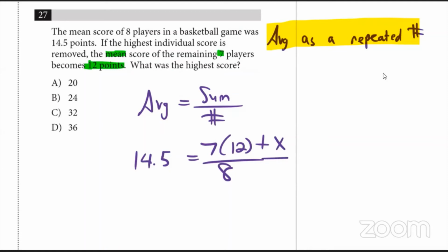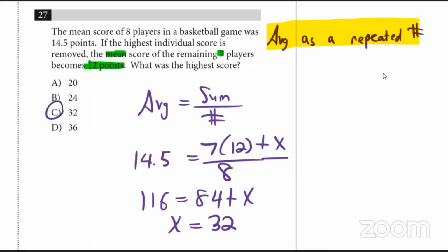So the one we didn't count out of the 8 is the score of that 8th one that had been removed. So now we're just solving for x, multiply both sides by 8, and you get 116. 7 times 12 is 84. Take away 84 from both sides, and we have 116 minus 84, which is 32. So the 8th score, the one that was removed, is going to be a 32, and the answer to number 27 is C.